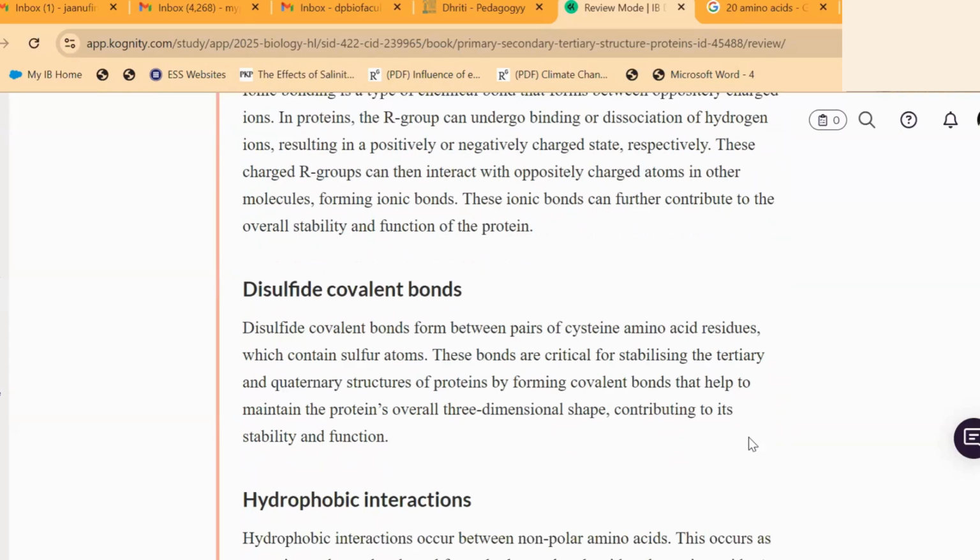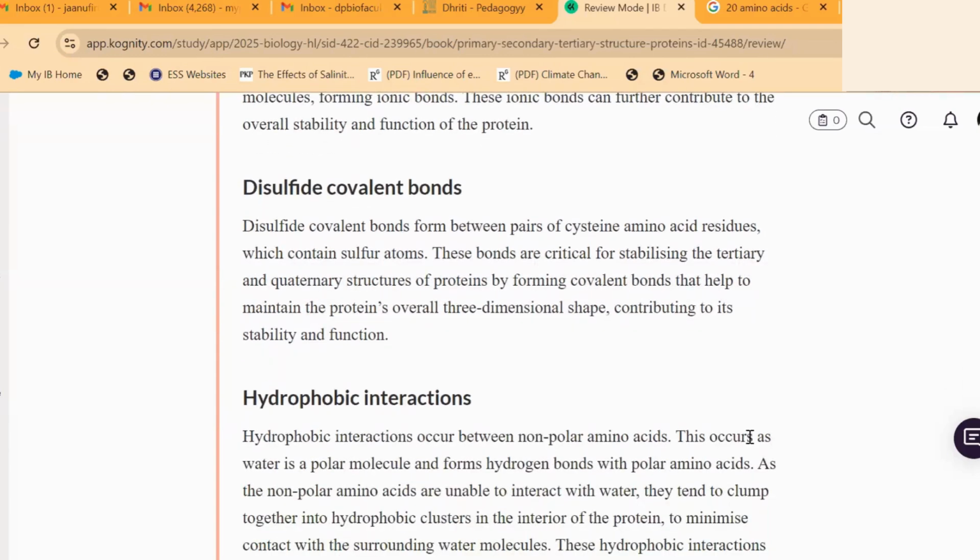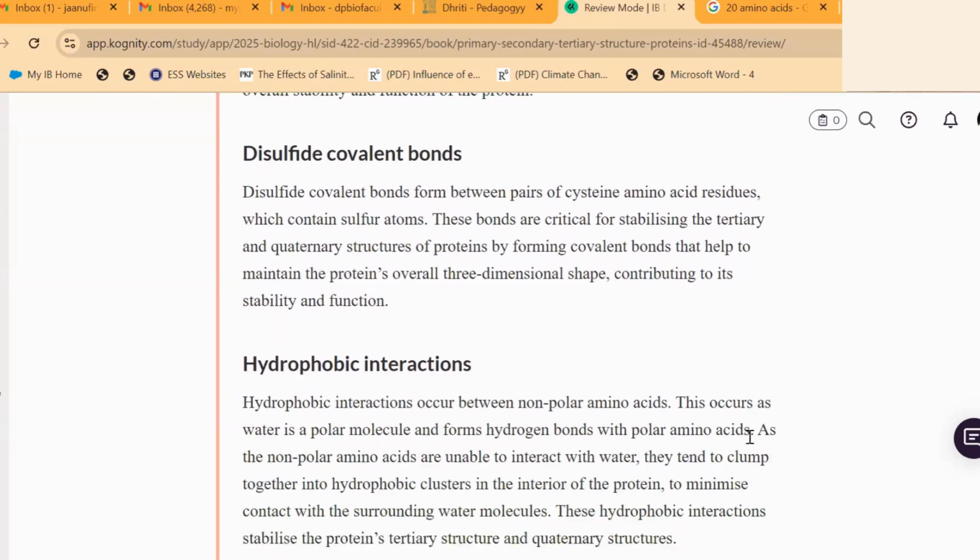Hydrophobic interactions. Between what type of amino acids do hydrophobic interactions happen? Polar or non-polar? Hydrophilic is polar, so hydrophobic is non-polar. Hydrophobic interactions happen between non-polar amino acids.